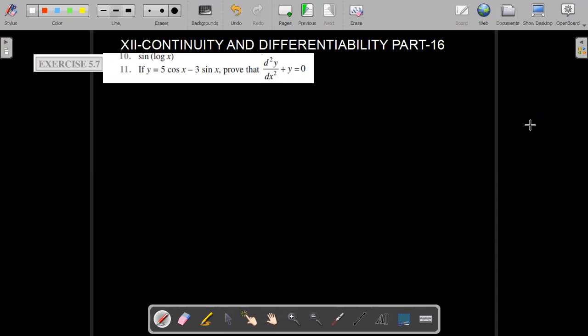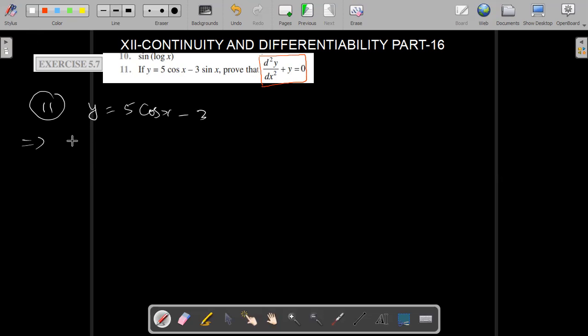So till question number 10, we just have to find the second order derivative. Now here we are given y is equal to 5 cos x minus 3, and we have to prove that d2y by dx square plus y is equal to 0.